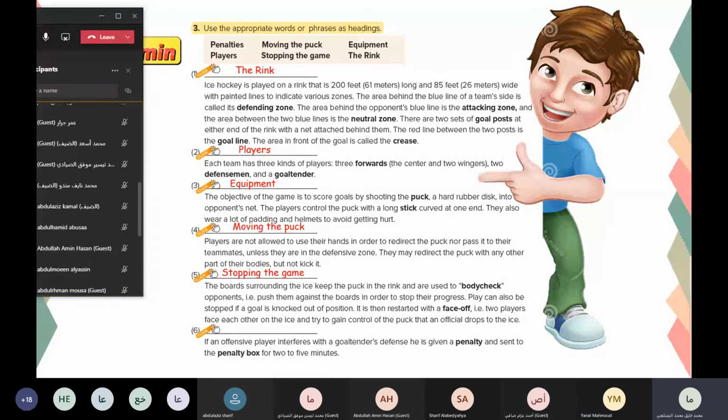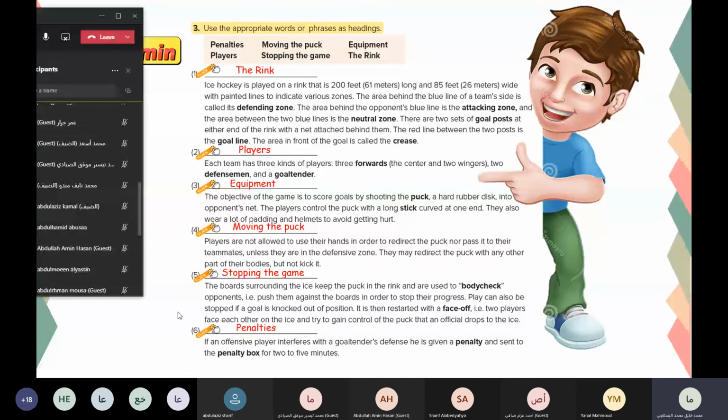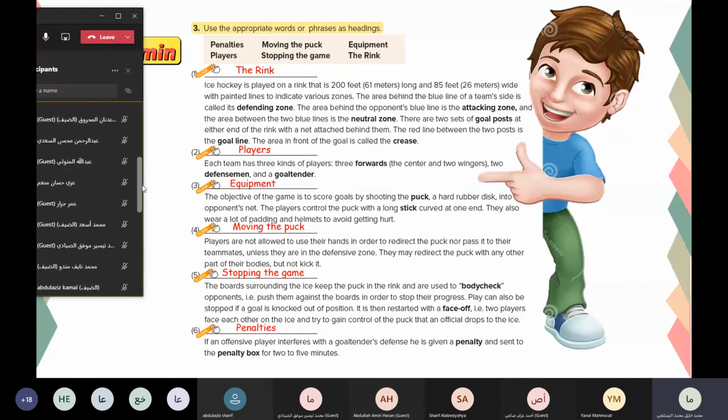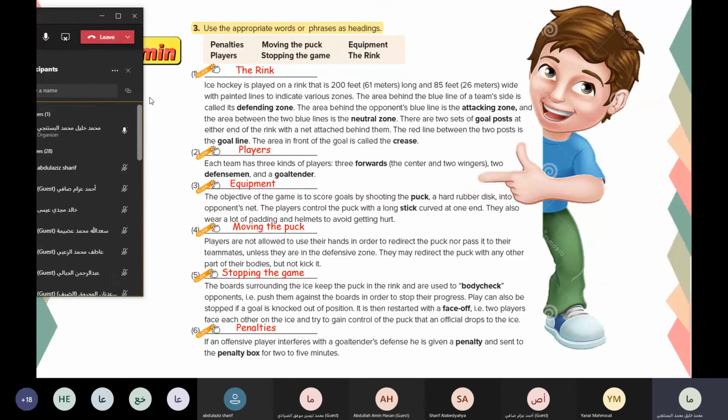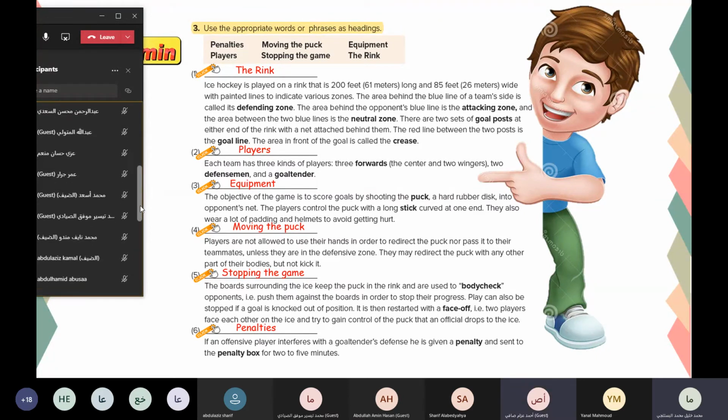So the last one is talking about penalties. Who can read about the penalties? Penalties, yes. Who can read about it? Ahmad Azam, read about the last one. Or let me choose. Yes, read.